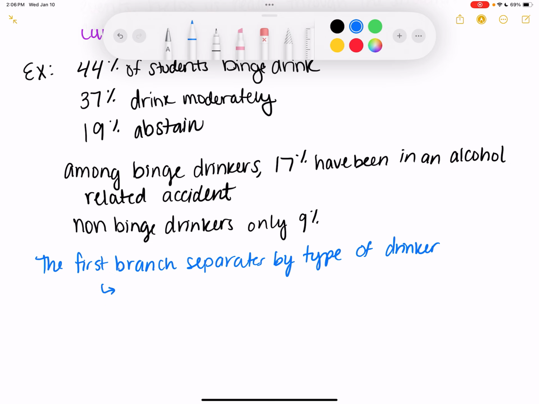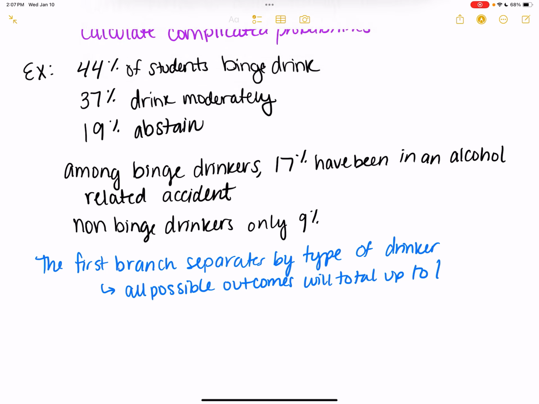All possible outcomes will total up to 1. So all these added together would be equal to 1. I think, I hope. It's supposed to.